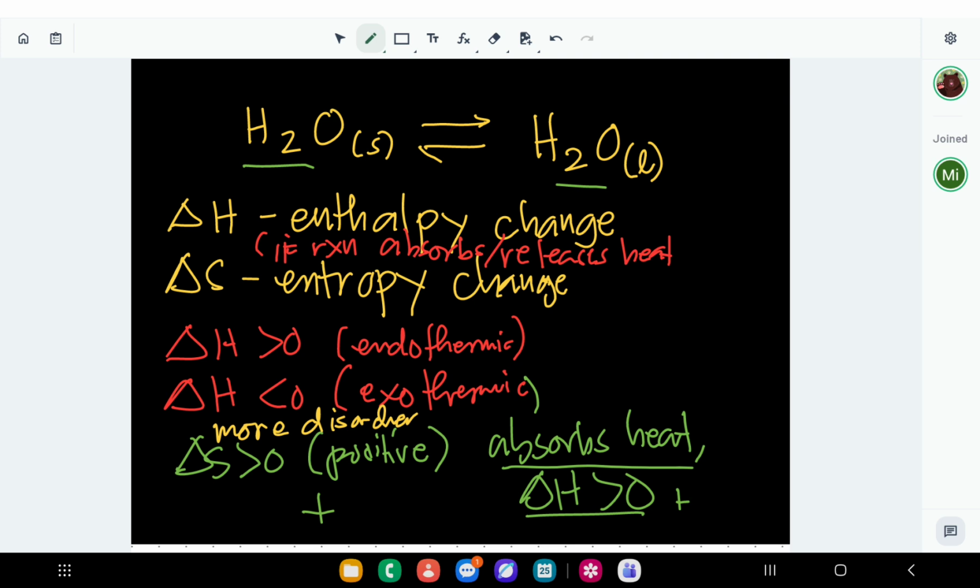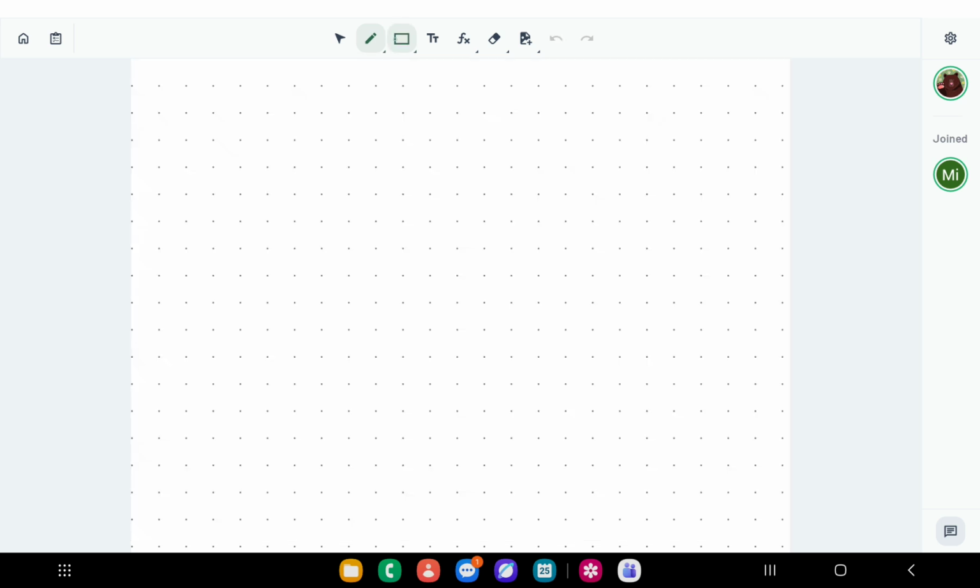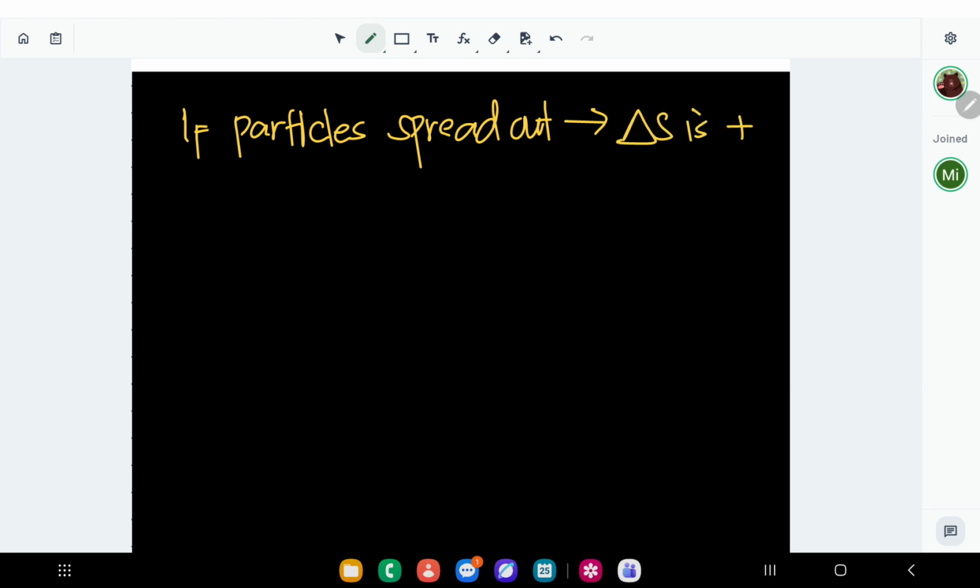Maybe you can go to the next page. I will write it down so you can go over this. Can you go to the next page? Okay, so you just take note that if particles spread out, then delta S is positive. Examples of this are dissolving, melting, or forming gas.